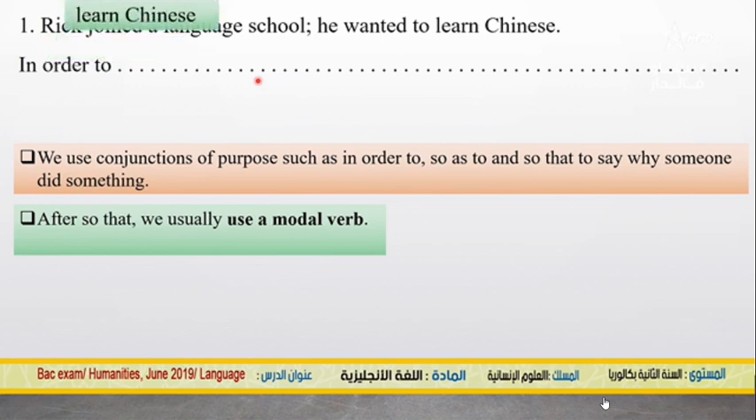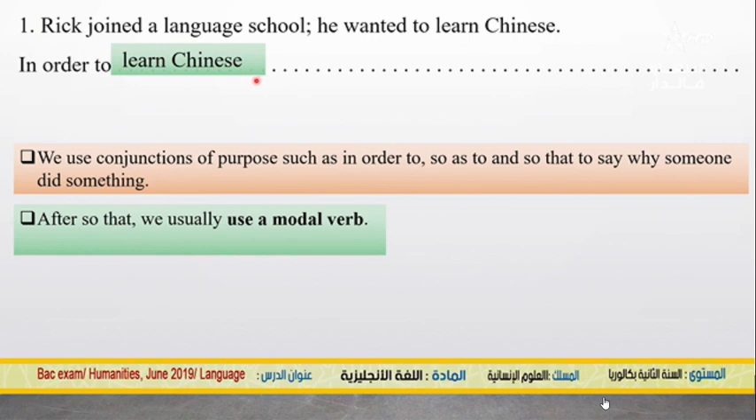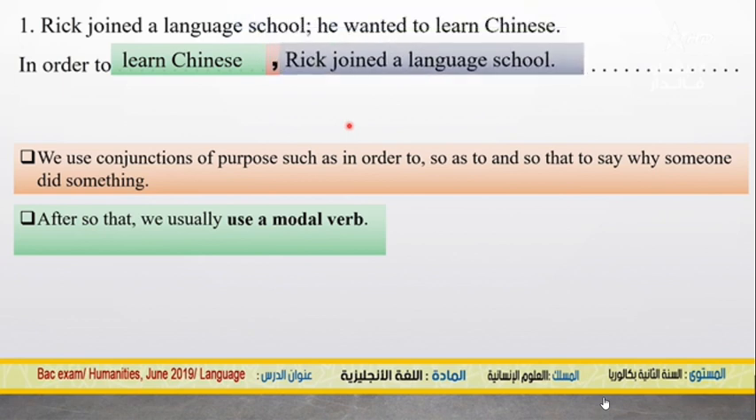It's "learn Chinese." Very good. "In order to learn Chinese" is the dependent clause. It means that it cannot stand alone. So, "in order to learn Chinese," and here we need a comma. We must put a comma since we started with the dependent clause. And we are going to finish our sentence here. So "in order to learn Chinese," remember, comma, Rigo joined a language school.